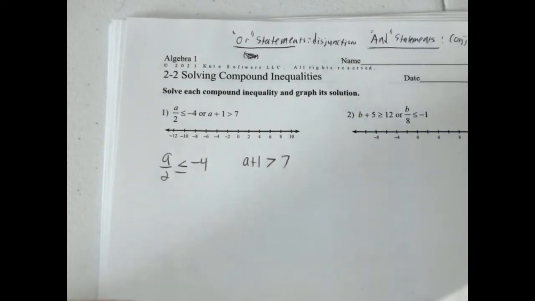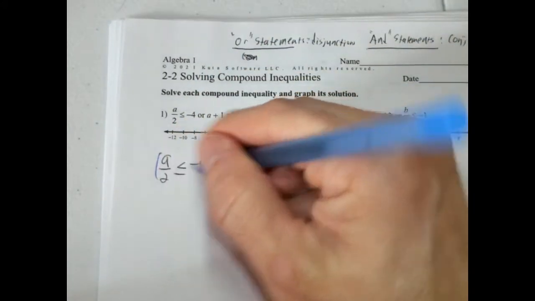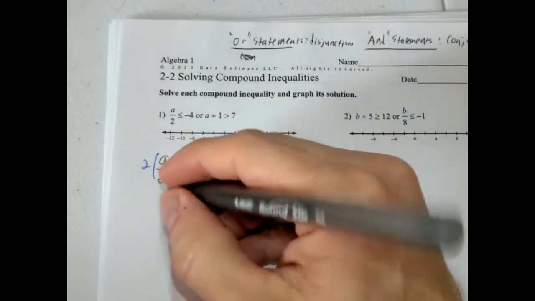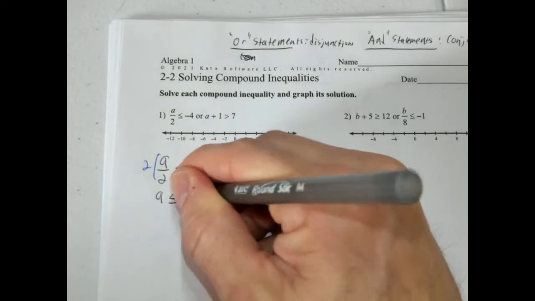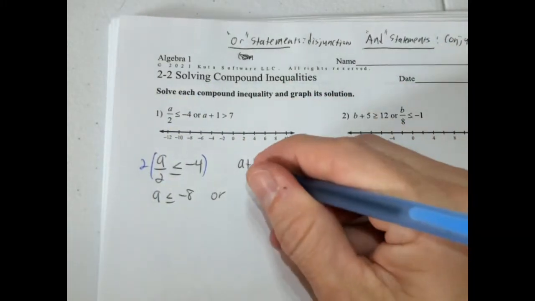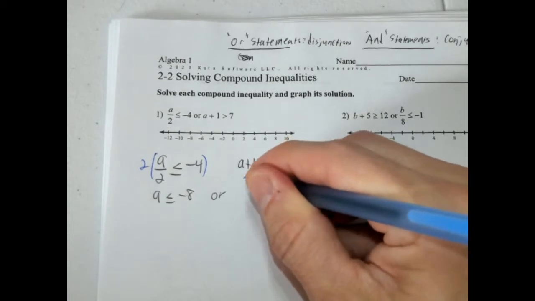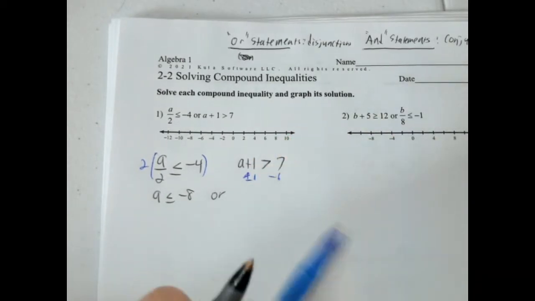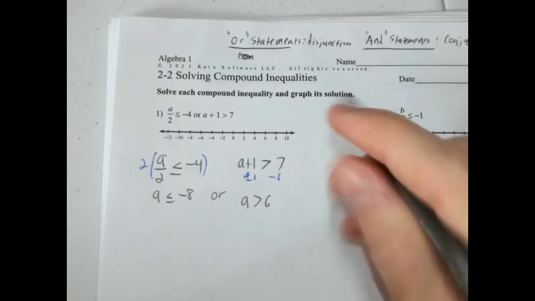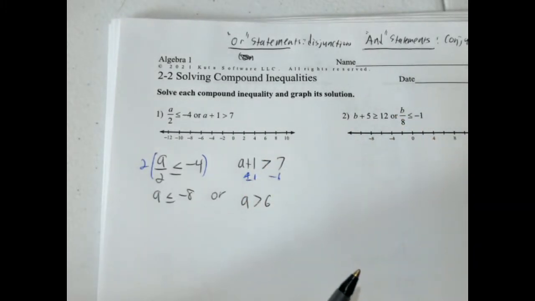So let's go ahead and solve for a over here. We're going to use the inverse operation. We're going to multiply by 2. So we're going to get a is less than or equal to negative 8. Or, and over here we're going to get rid of this positive 1. We're going to subtract 1 from both sides and use the inverse operation, which is subtraction. So a is greater than 6. So it's both these things. It's going to be this or that.